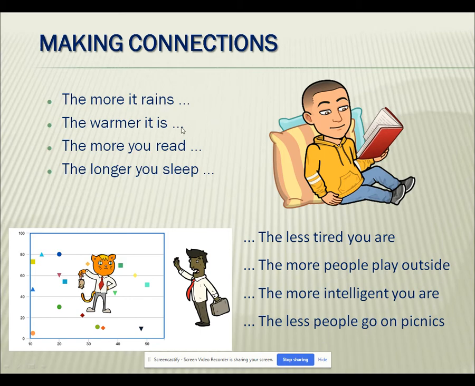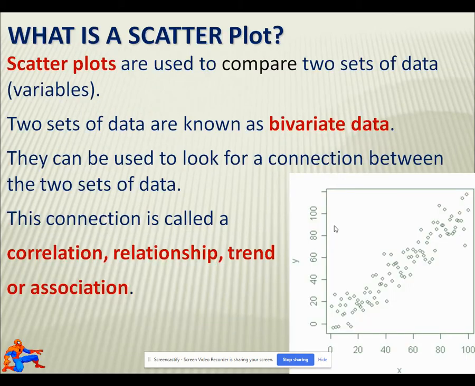What about the warmer it is? What do you think? The more people play outside. The more you read, the more intelligent you are. The longer you sleep, the less tired you are. So scatter plots is going to be about making connections between two different things.